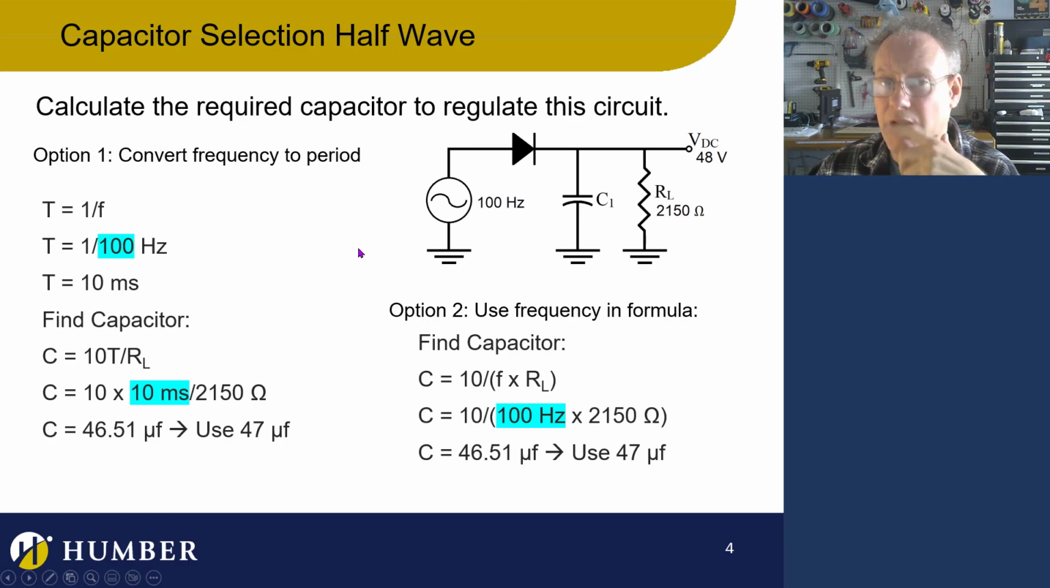These numbers worked out pretty good, but we're going to see that you're not always going to calculate a value that's nice and close to 47 microfarads. What do you do? We'll talk about that. What I want you guys to really listen to now, because I'm going to tell you about the frequency for a full wave rectified circuit and why it's twice the input frequency.